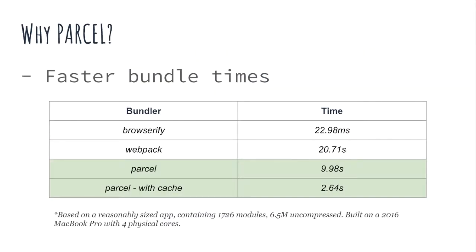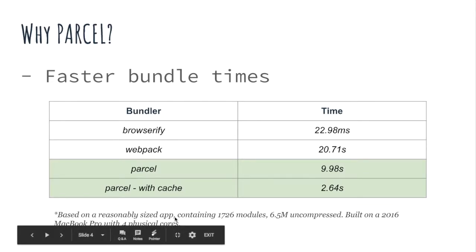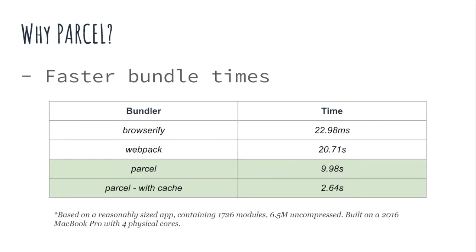These statistics have been taken from their website, according to which Parcel takes the minimum time to bundle your application. It can vary, so I have mentioned below जो उन्होंने statistics जहाँ से लेके दिए थे about the machine which they have used, the code which they have used, and so on. So Parcel took the least time to do that job, in which Webpack was taking like 20 seconds. It was taking like 9 seconds, 9.98 seconds.